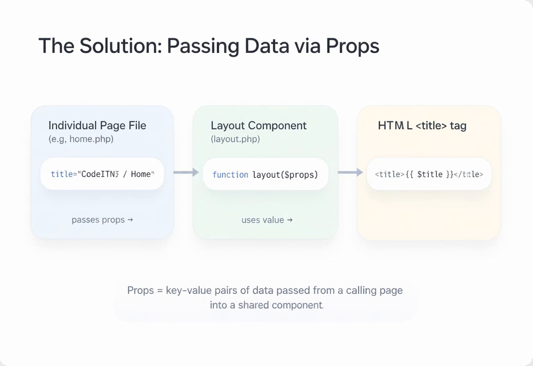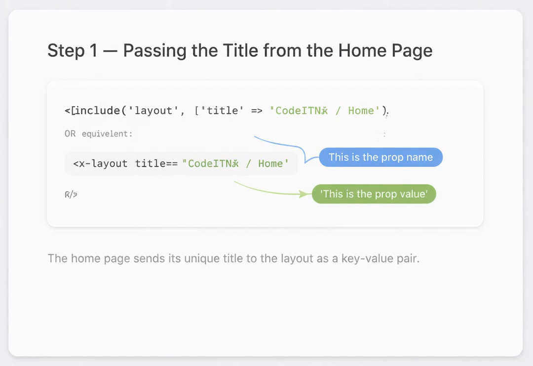The solution is to use props, short for properties. Think of props as a way to pass data from one place to another. Each individual page file calls the shared layout, and when it does, it can pass along a piece of data, in this case, the title for that specific page. The layout then receives that data and uses it inside the title tag. So instead of the title being hard-coded in the layout, it becomes a variable that gets filled in by whoever is calling the layout. This is a very common and powerful pattern in web development, shared components that accept customizable data from the outside.